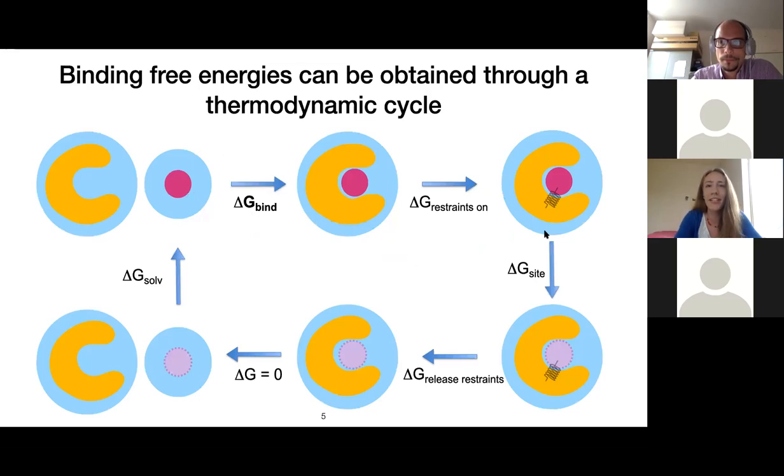And so binding free energies are typically obtained through thermodynamic cycles, and I won't go into the detail of this since we just heard that, but I just wanted to point out that in a couple of my slides, I will just talk about this part of the thermodynamic cycle where we turn off all the interactions of the ligand in the binding site, just because that's where we saw most of our sampling problems.